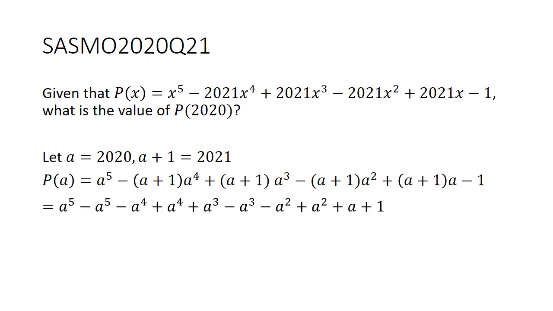We'll get a to the power of 5 minus a to the power of 5 minus a to the power of 4 plus a to the power of 4 plus a to the power of 3 minus a to the power of 3, and so on. You'll see that all the power 5, power 4, power 3, and power 2 terms, they'll cancel each other out. And all that's left is a plus 1, which is 2021.